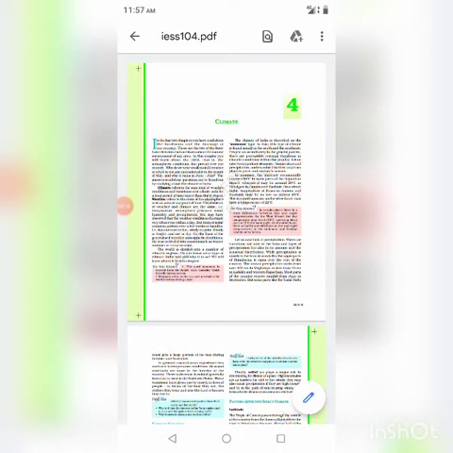Today we will discuss class 9th Geography's 4th chapter, Climate. The term climate is the sum total of the weather conditions, including the variation, over a large area for a long period of time, which is more than 30 years.